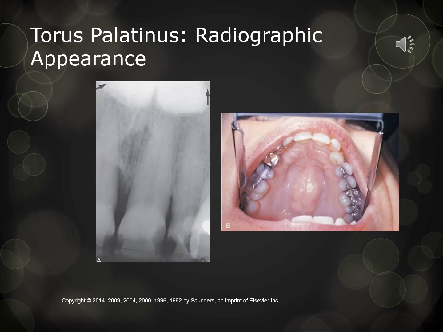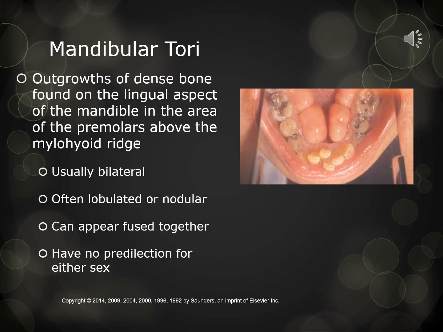Looking at this x-ray, where the arrows are pointing, we think, what is this radiopaqueness? But looking clinically in the mouth, we can see that is from the palatine torus. So that's another way in which we can do our diagnosis with radiographs and clinically looking in.